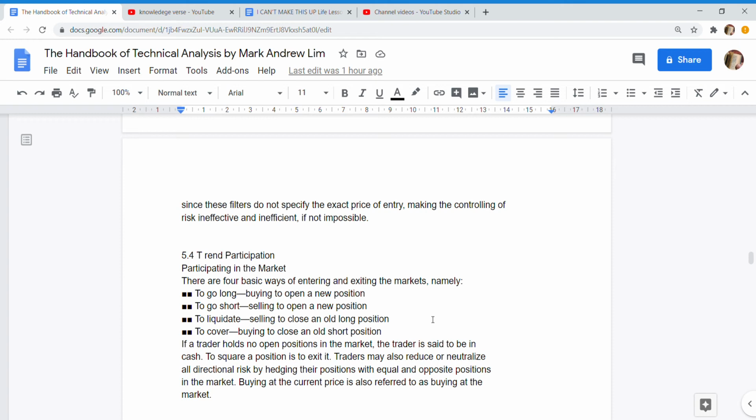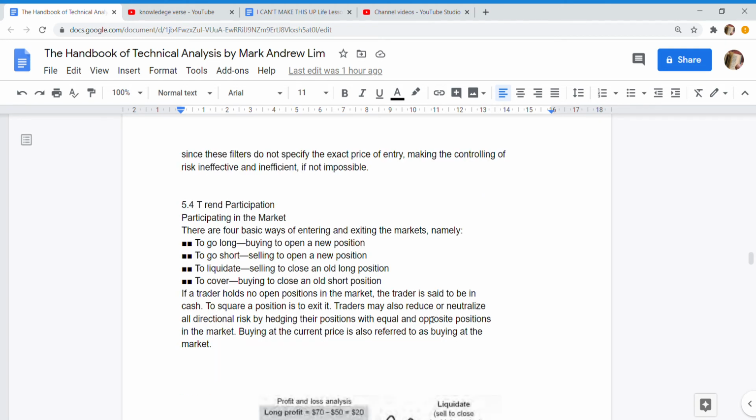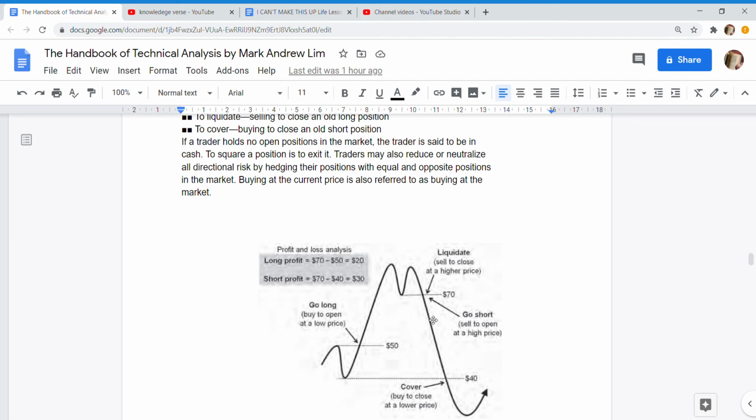5.4. Market participation. Participating in the market. There are 4 basic ways of entering and exiting the markets, namely to go long, buying to open a new position; to go short, selling to open a new position; to liquidate, selling to close an old long position; to cover, buying to close an old short position. If a trader holds no open positions in the market, the trader is said to be in cash. To square a position is to exit it. Traders may also reduce or neutralize all directional risk by hedging their positions with equal and opposite positions. In the market, buying at the current price is also referred to as buying at the market.